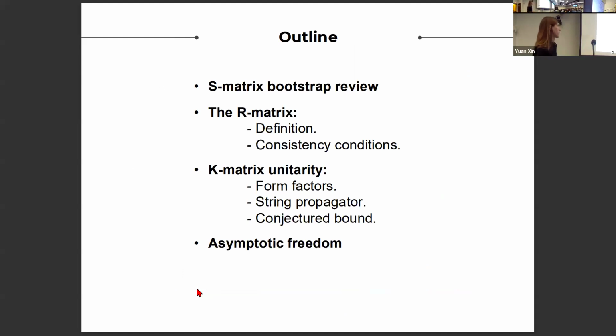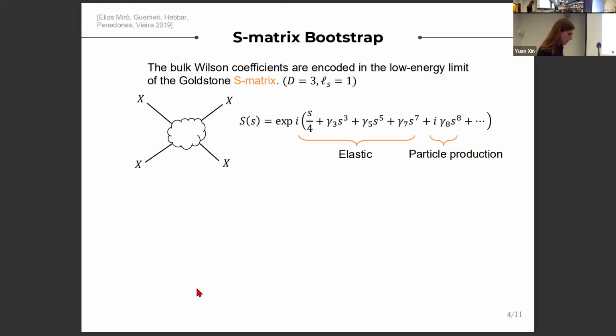This is a quick outline of my talk. I'll quickly review how one can do S-matrix bootstrap for flux tubes, and then we'll try to follow the same steps for the boundary Wilson coefficients. So this was done for the bulk, and now we'll do it for the boundary. We'll see we need a new object called the R matrix, and we'll list the consistency conditions, which will lead to a new constraint for this R matrix, which is the one that will link to asymptotic freedom, as we'll see.